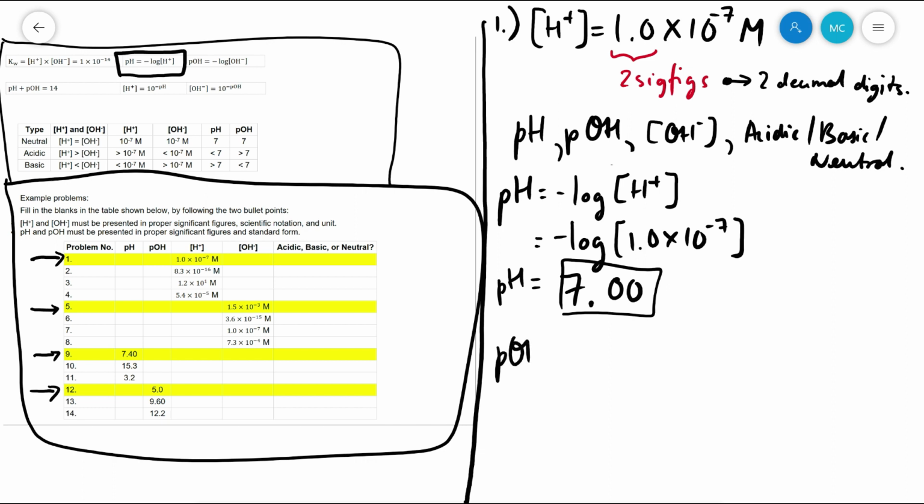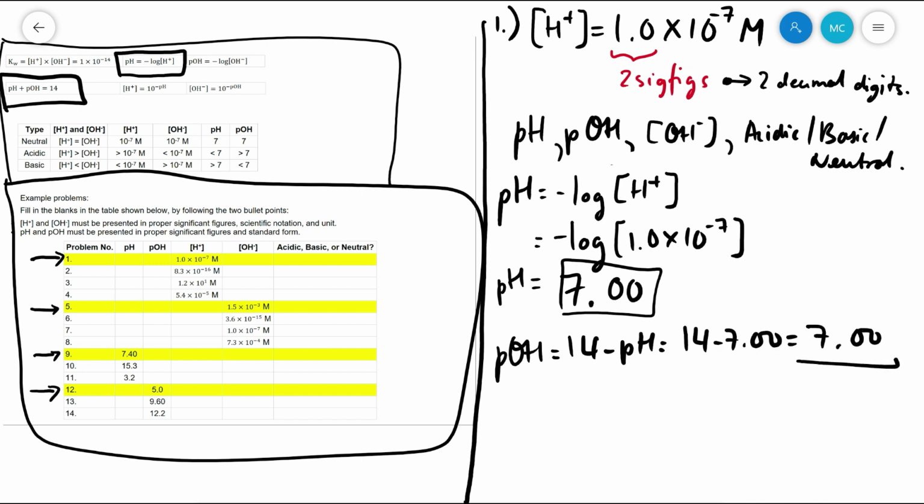For the pOH, you will be using this equation: pH plus pOH equals 14. Now if you solve for pOH, you will get 14 minus pH, or 14 minus 7.00. You should get 7.00. Alright, so you have the pH, you solved for pOH, now finding OH negative.